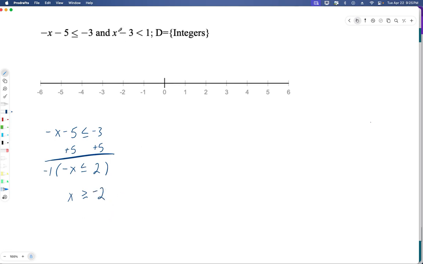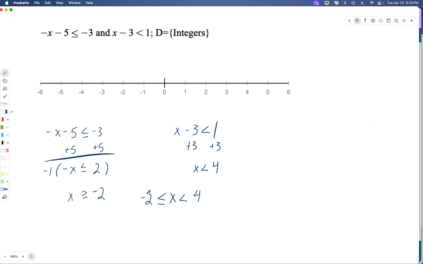Now we solve for the second equation, or inequality. I keep saying equation. All right, so we're going to add 3 to both sides. X is less than 4. So now we're going to look at our numbers and see how we need to graph that. So if x is greater than negative 2, I can put x in the middle and make x is greater than or equal to negative 2, and x is less than 4.